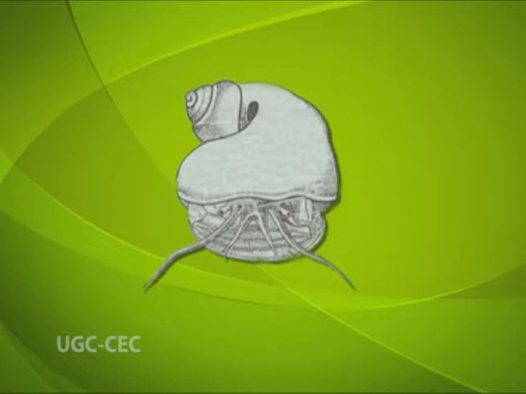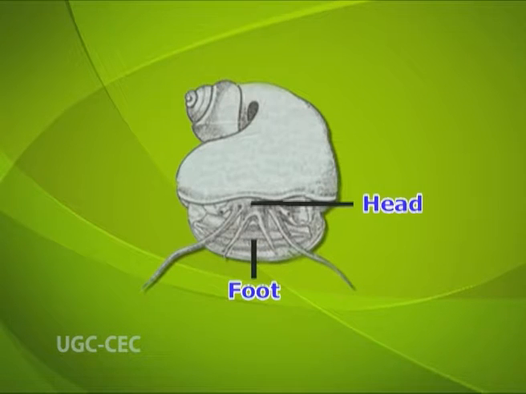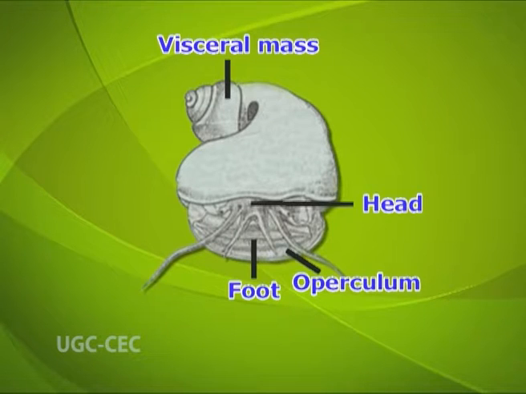The body consists of head, foot and a visceral mass. A columellar muscle arises from the foot and is inserted in the columella. It attaches the body to the shell and it withdraws the animal inside and closes the operculum. The mantle, also referred to as pallium, covers the visceral mass and it forms a hood over the animal when it is withdrawn.